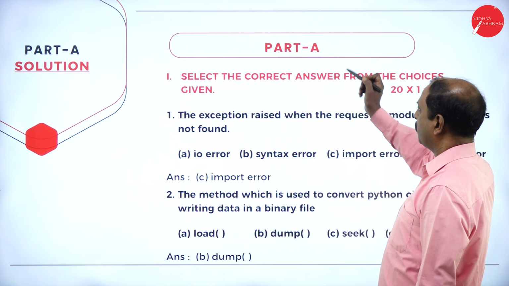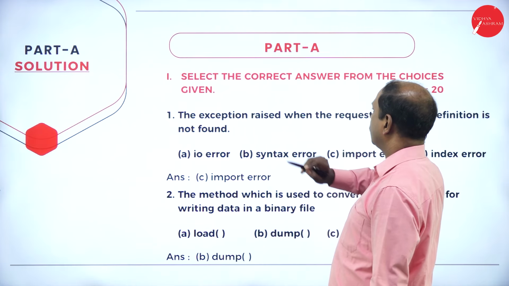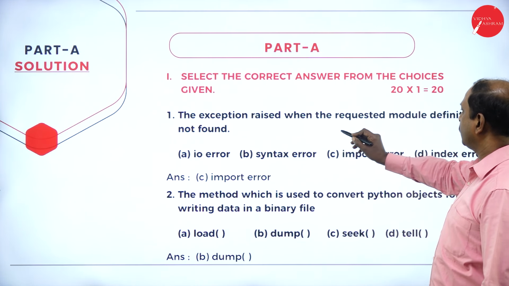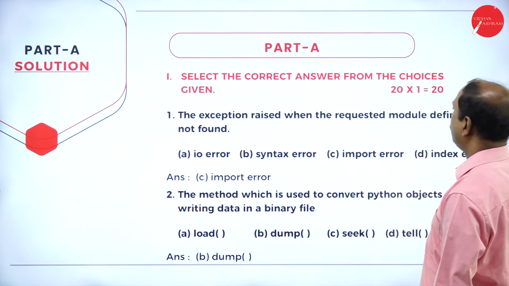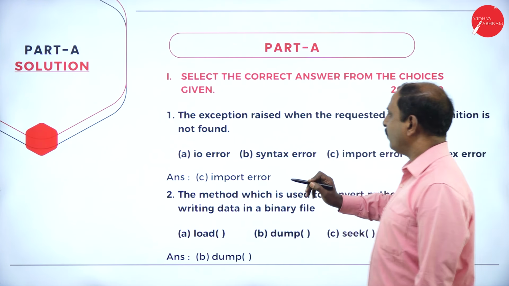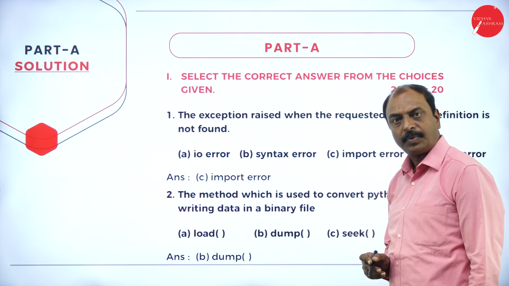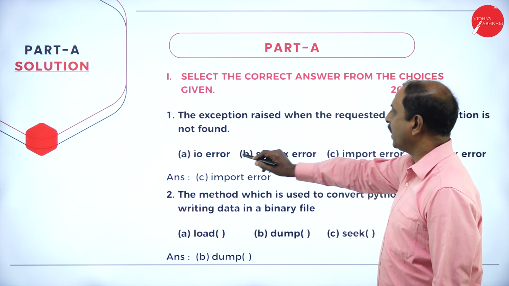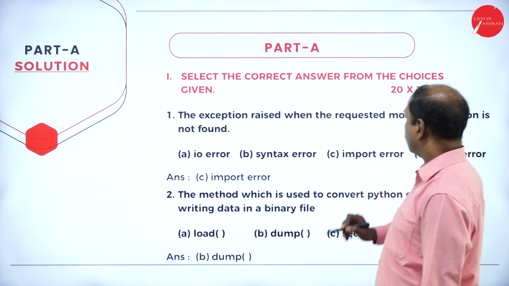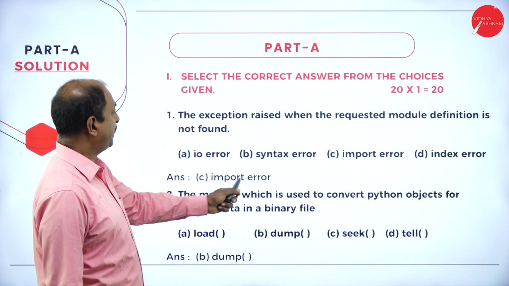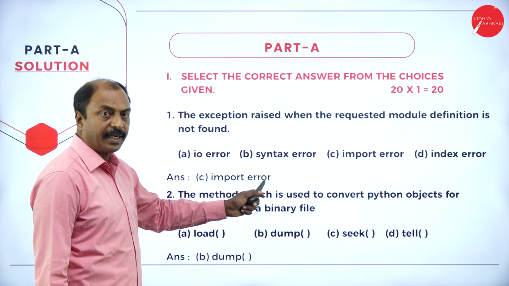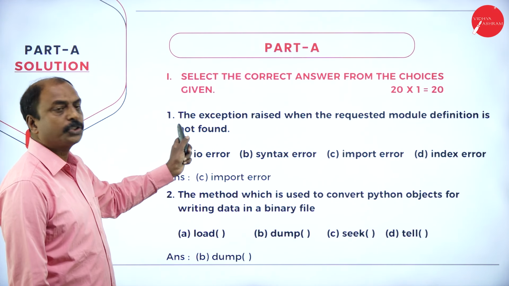Now in part A, first question, that is MCQ. Here the exception raised when the requested module definition is not found. And we have learned in the chapter different types of inbuilt exceptions. So we have to select best of it. So here in this, the answer is C, that is import error. So import error is the right answer for this question 1.